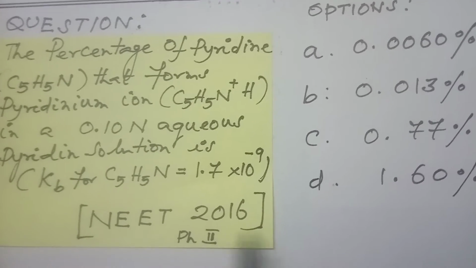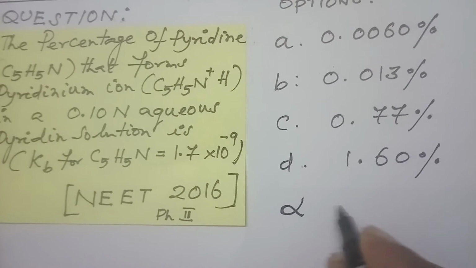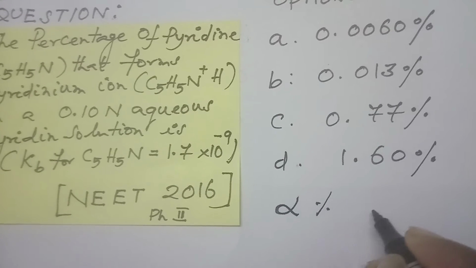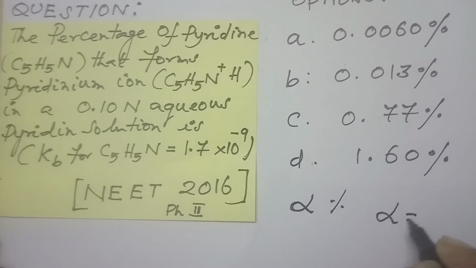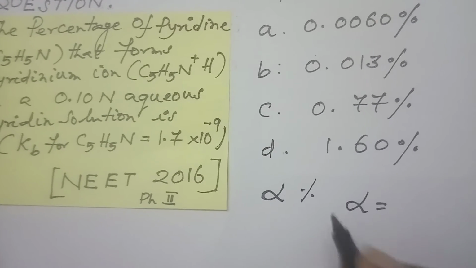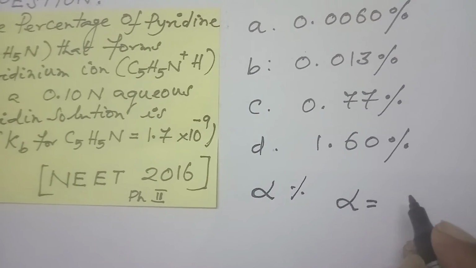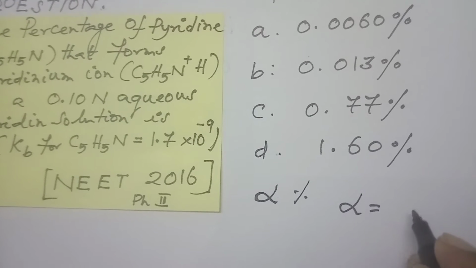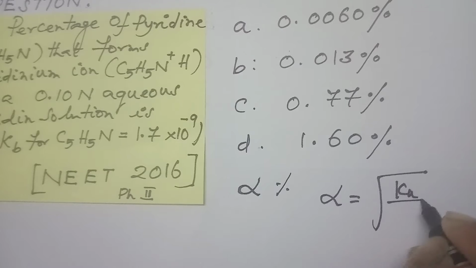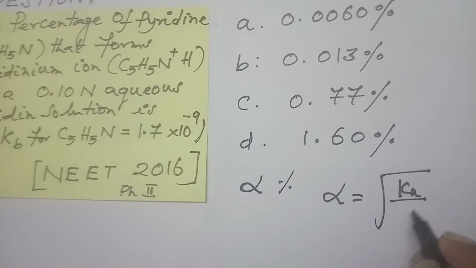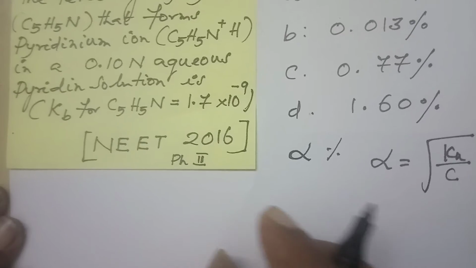The trick is, first you have to identify they are asking only the degree of dissociation in percentage. This is the first thing you have to identify. Next is the formula. If you identify this trick, you can easily approach the sum. They are asking the percentage of dissociation or ionization. Alpha is equal to square root of Ka by concentration. This is the formula.